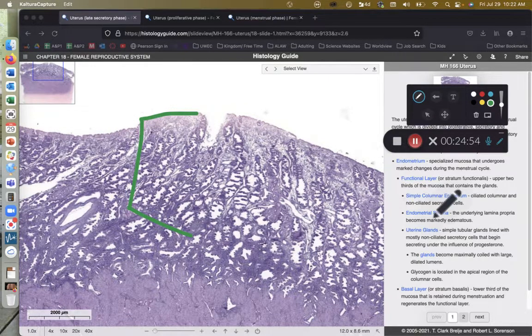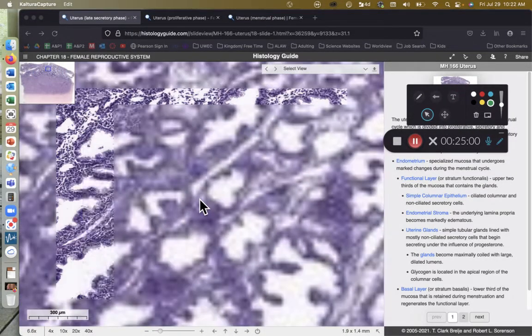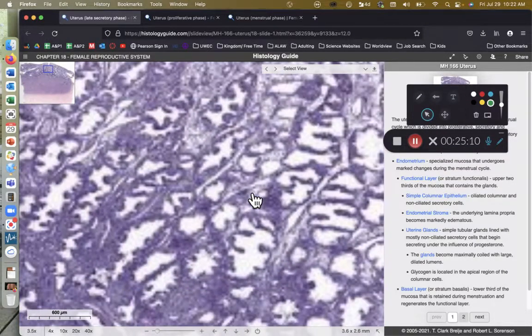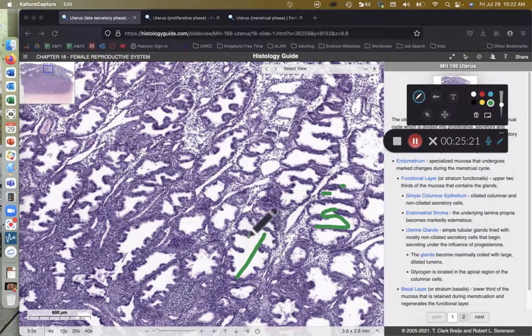So the stratum functionalis. And as we zoom in on those uterine glands, holy moly, look at how convoluted they are. Now, instead of being relatively linear, we can see how they're convoluted and will go back and forth. I also want to emphasize how they have a very large lumen. The clear space within the uterine glands is much more pronounced within the secretory phase.